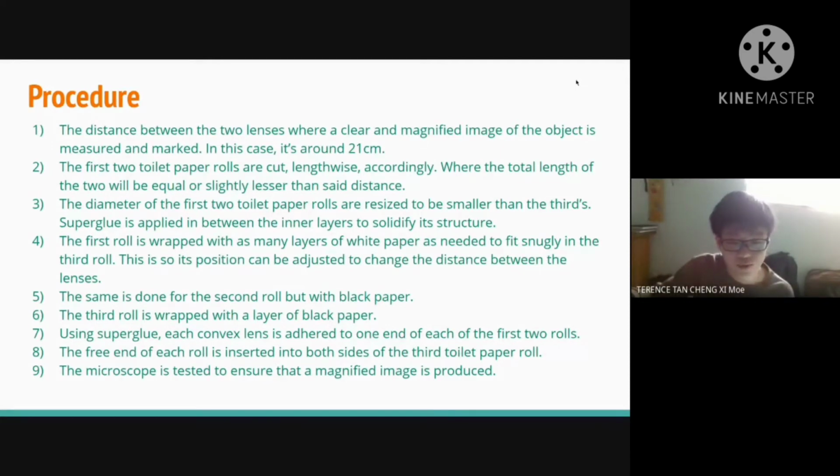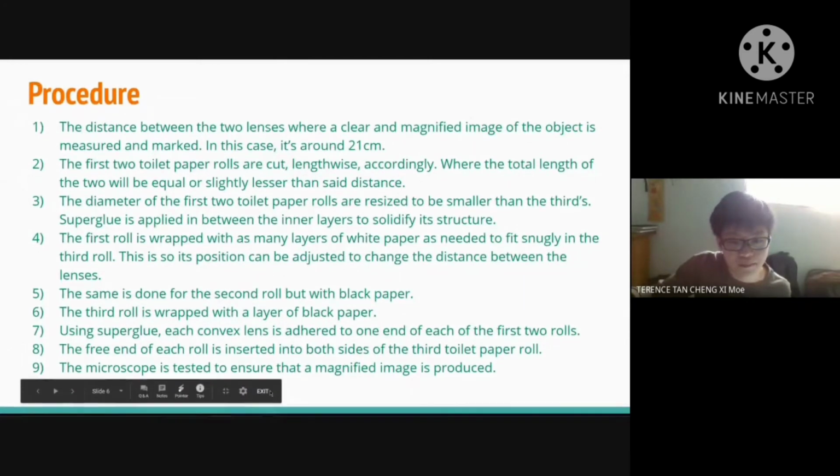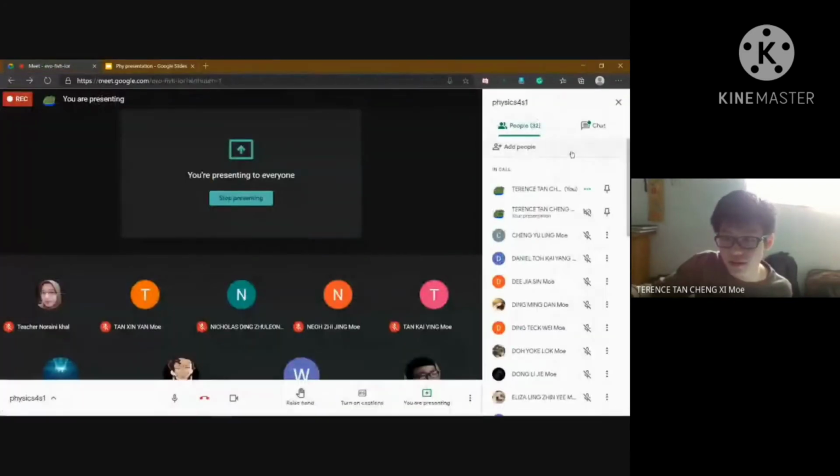The third roll is wrapped with a layer of black paper, and using super glue, each convex lens is adhered to one end of each of the first two rolls. The free end of each roll is inserted into both sides of the third toilet paper roll. So I'll show you the model right now.